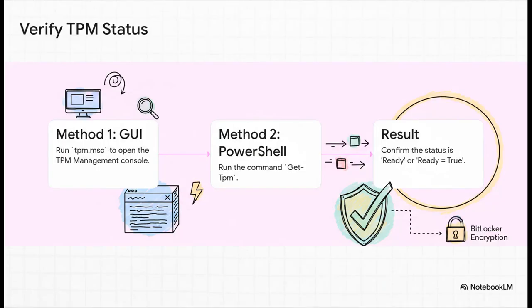So, how do you check for that all-important TPM chip? It's super simple. On any Windows machine, just type tpm.msc into the run box. Or, for all you PowerShell fans out there, just run Get-Tpm. Either way, you're looking for one thing, a status that says ready. If you see that, you are good to go.